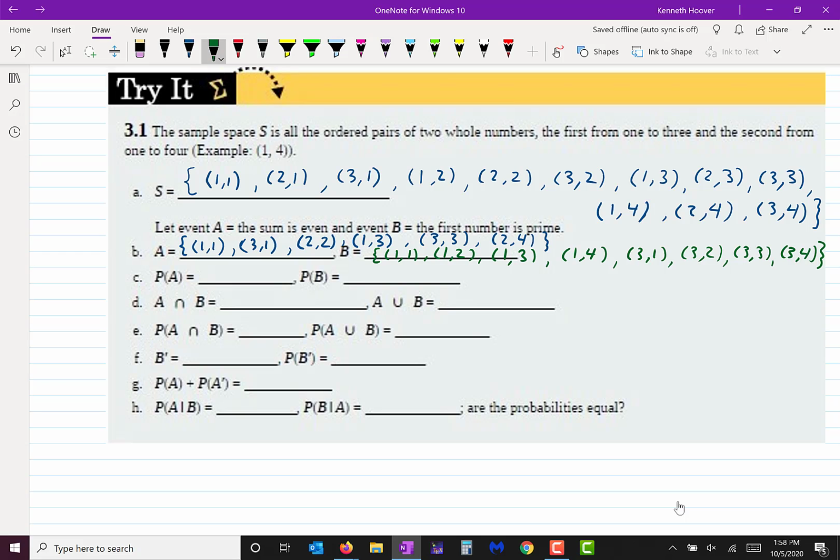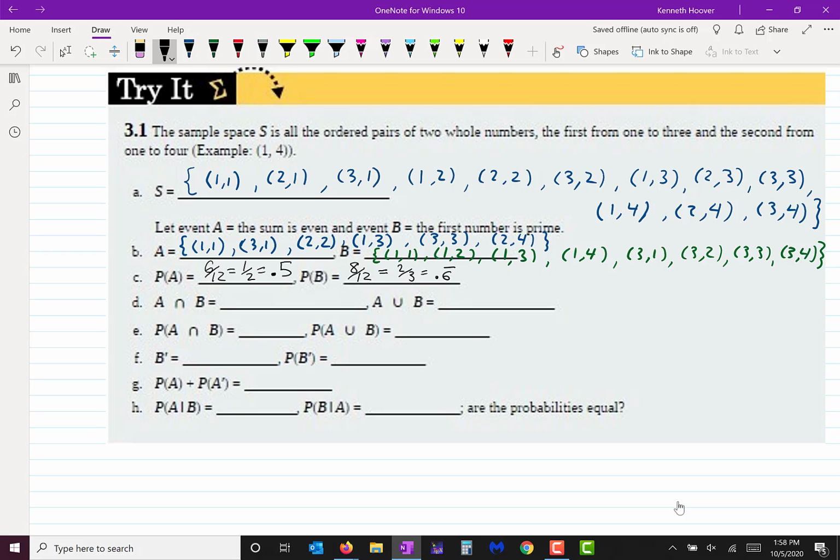Okay, what's the probability of A? Well, count them. A has 6 elements and S has 12. So the probability of A will be 6 over 12, or 1/2, or 0.5. What's the probability of B? Let's count. B has 8 elements, and the sample space has 12. So the probability of B is 8 over 12, or 2/3. Or 0.6 repeating.